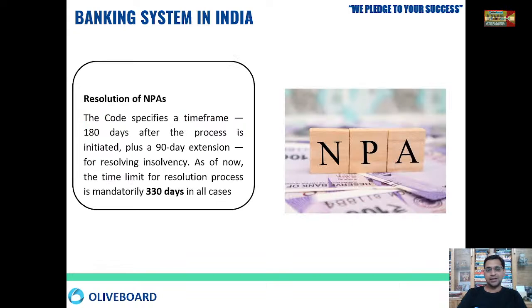Okay, so under the resolution of the NPA, they have classified the time frame. 180 days is the time frame, with 90 days extension being given for solving the insolvency. But now this time frame has been made mandatory at 330 days. They have made it up to 330 days in all the cases you can do this resolution of the NPA.